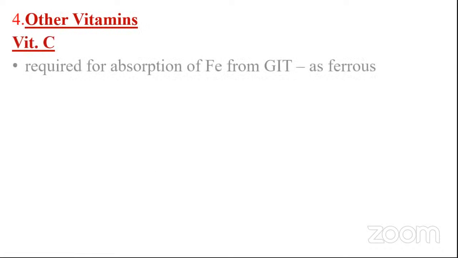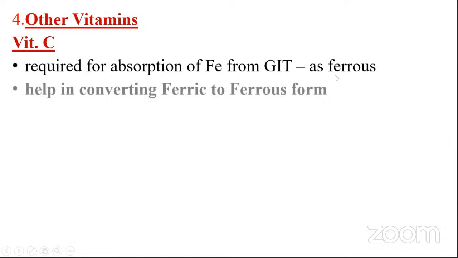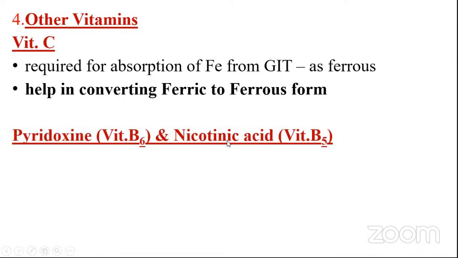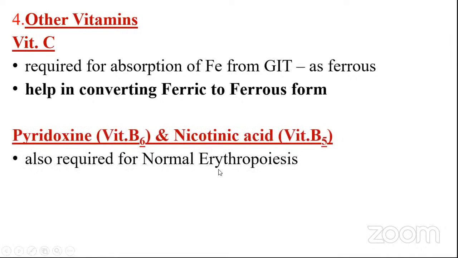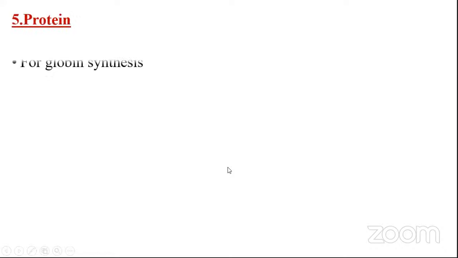Also you require other vitamins like vitamin C, because the absorption of iron from the GIT is mainly as ferrous, and vitamin C helps in converting the ferric to the ferrous form. So vitamin C is also very important. Also you require vitamin B6, vitamin B5, required for normal erythropoiesis. Also proteins and iron. Iron is not discussed here because I'm taking that in the hemoglobin synthesis part. Proteins are required because globin synthesis is very important.